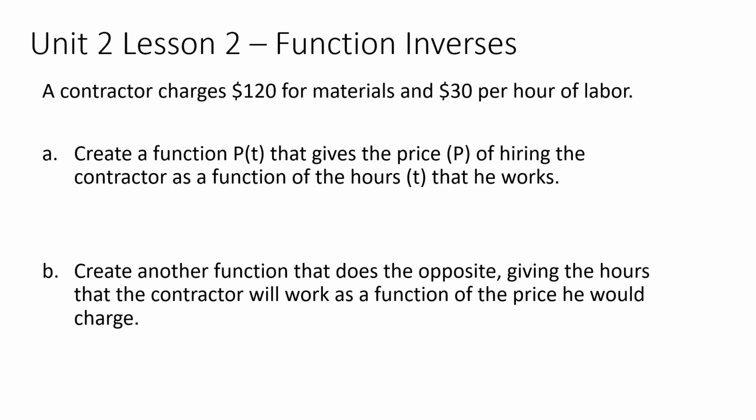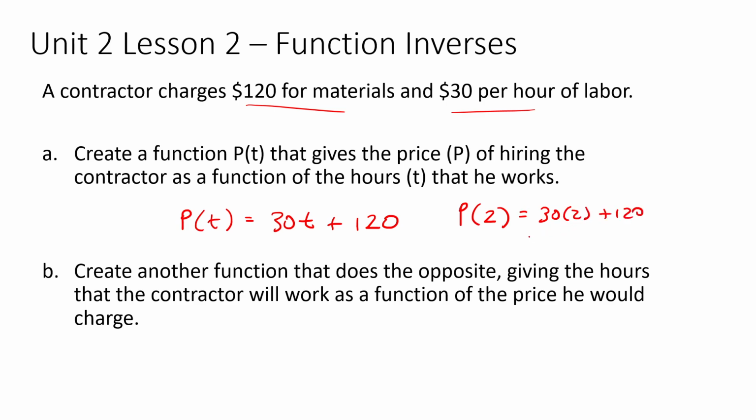about what that means. So a contractor charges some base cost for materials and then a cost per hour. And we've seen this type of thing before, right? This is a basic linear function. So we can say P of T, the price that the contractor is going to charge, is given by 30T plus 120. And so if we wanted to figure out the price for working for 2 hours, we would plug in 2. And that would give us 60 plus 120 is $180. Right? That's the price that we would pay.